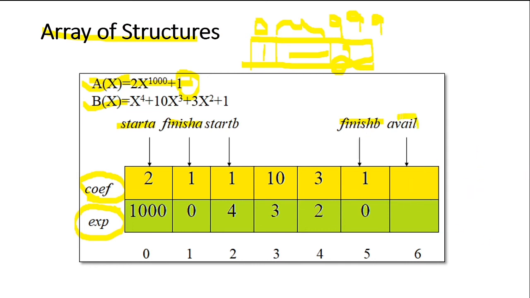So this avail is nothing but the available space, more spaces are there, right? So what I have done now, within 5 indices I have finished 2 different polynomials. But in the previous structure, within 1000 locations I can define only one polynomial, which is very space consuming. So these are the two different structures of polynomials.